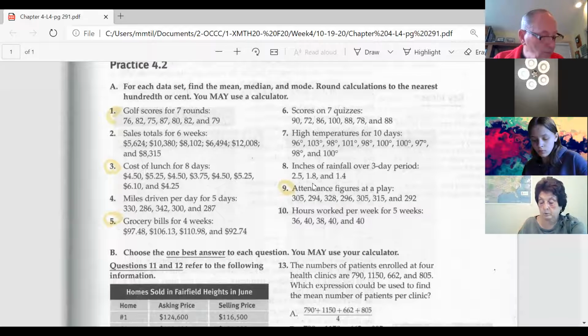Okay, so you put 1.4, 1.8, and 2.5, right? Yes. So for the mean, you're going to add up all those 3 and divide by 3, and you'll get the mean, right? Yep, I got that. Okay, the mode is none, right? And the median is just going to be that 1.8. It's the middle data point.